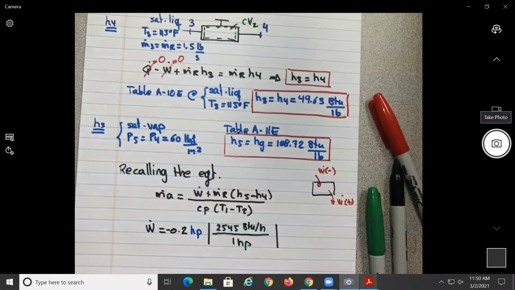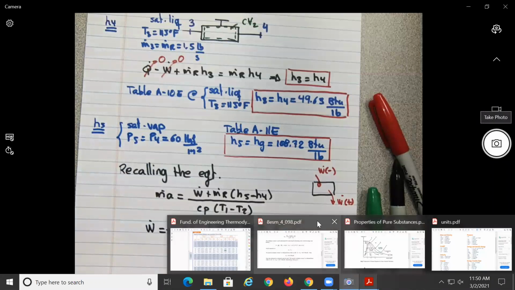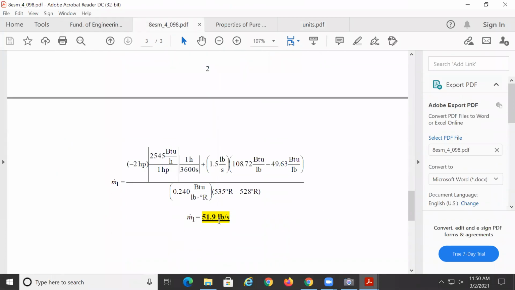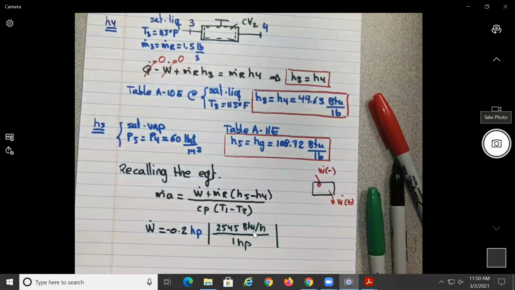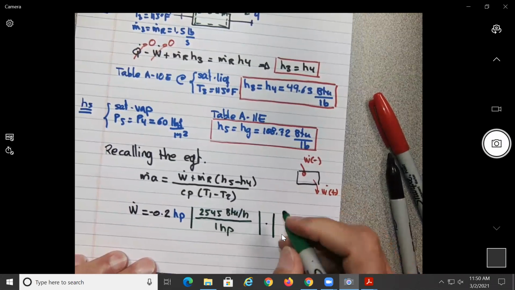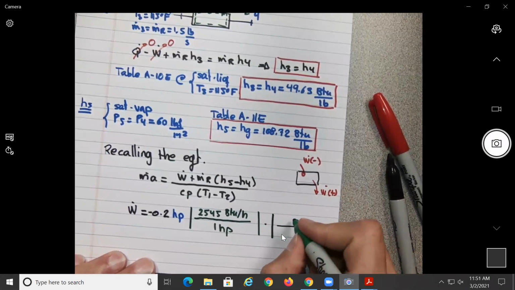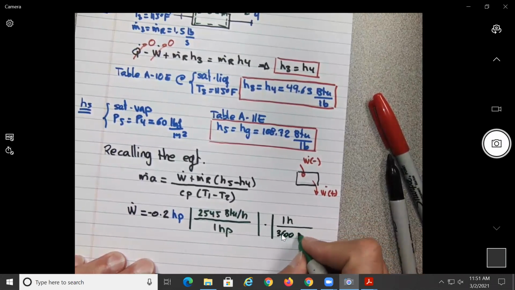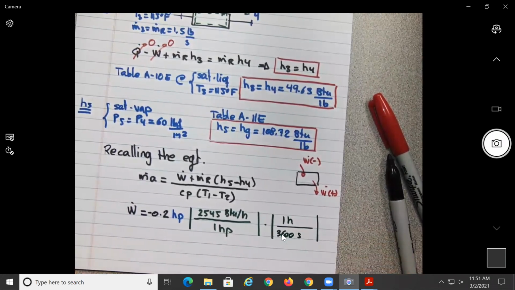Did they ask us, did somebody pay attention? Oh, I can check here on the solution. I can do some cheating. They want the solution in per second. Okay, so now I need to transform these hours into seconds. The other unit transformation we need is 1 hour, which is 3,600 seconds.